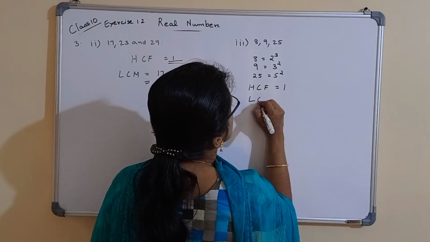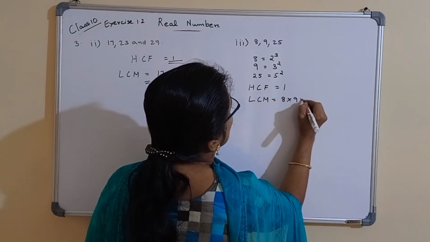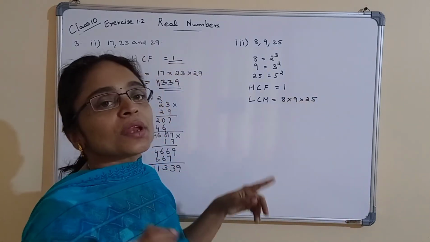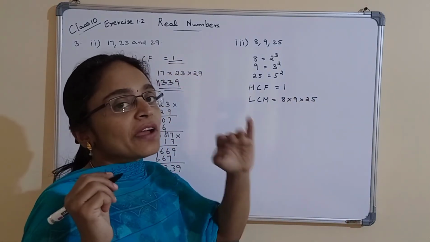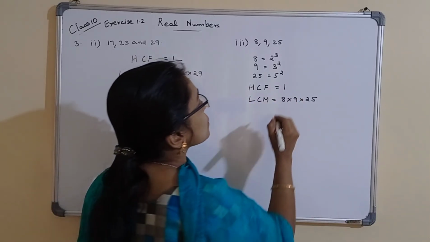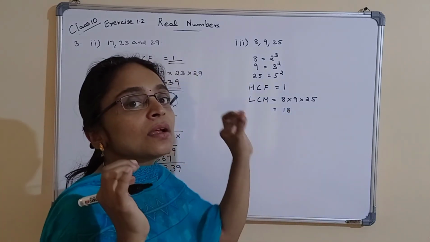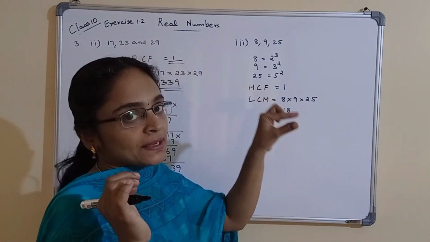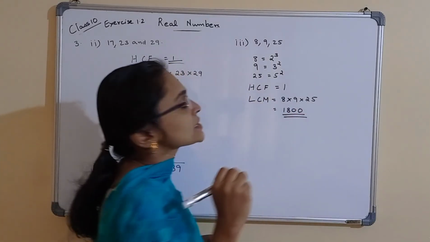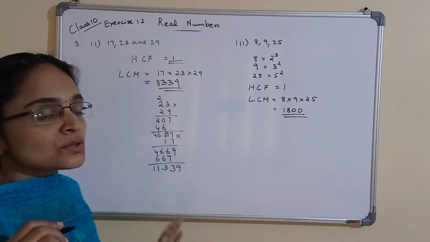And what is LCM? LCM is equal to 8 into 9 into 25. And what is 25 into 8? 25 into 4 is 100. So 25 into 8 will be 200. 200 into 9 means 2 into 9 is 18, then 0, 0. So 1800 is the LCM of these numbers. Okay. Understood?